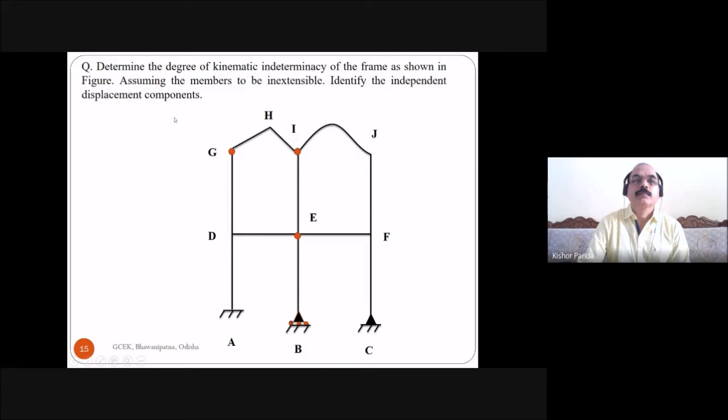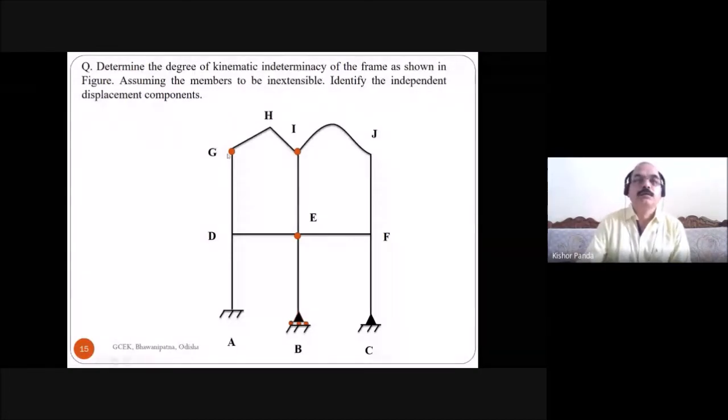This is one example. Determine the degree of kinematic indeterminacy of the frame as shown in figure, assuming the members to be inextensible. Here also you have to consider the members are inextensible. There is no extension that takes place. Identify the independent displacement components. First you find out the degree of kinematic indeterminacy, then identify the displacement components.